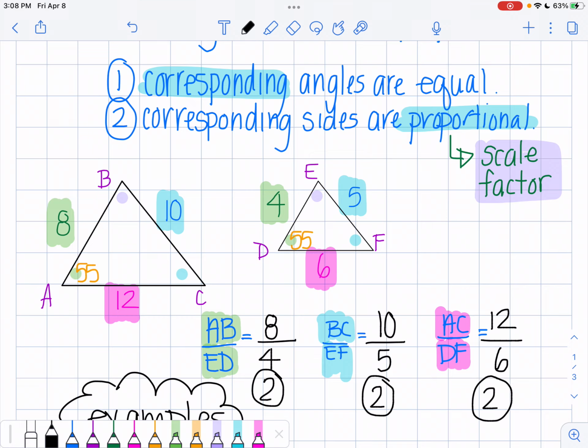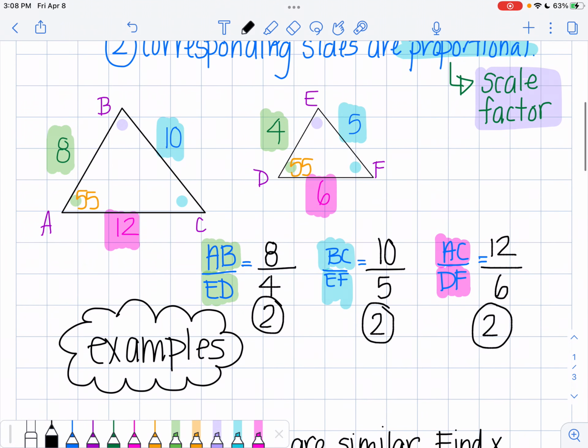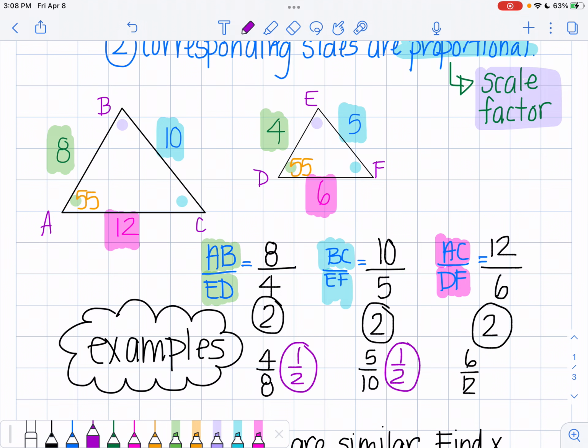Now you could look at it the other way. You could look at it from small to big. If I flipped all my ratios over, what's 4 over 8, 5 over 10, or 6 over 12? Notice they all reduce to 1/2. So it doesn't matter if you do the big over the small or the small over the big. As long as you are consistent with the way you do your dividing, you should get the same number for each ratio that you set up for each side.